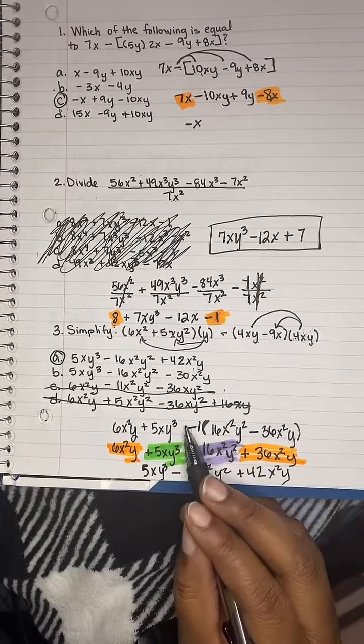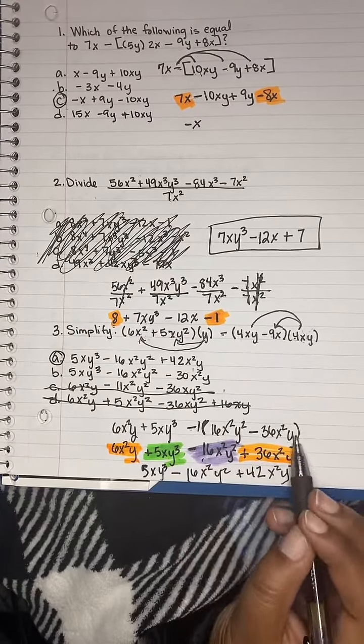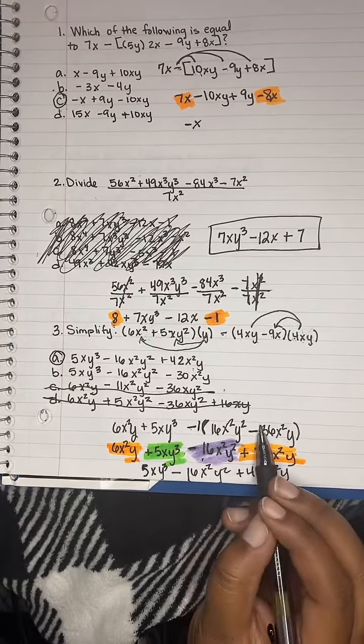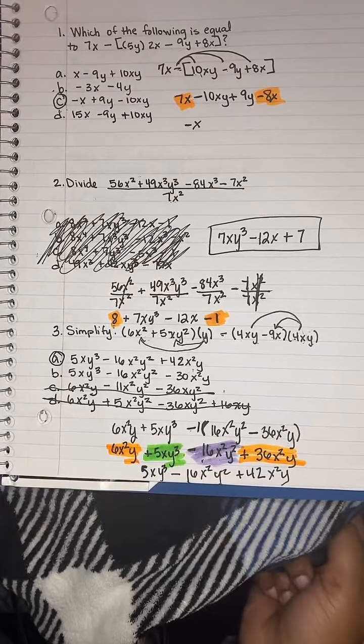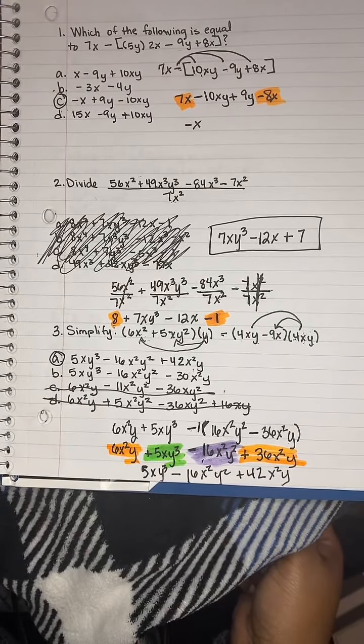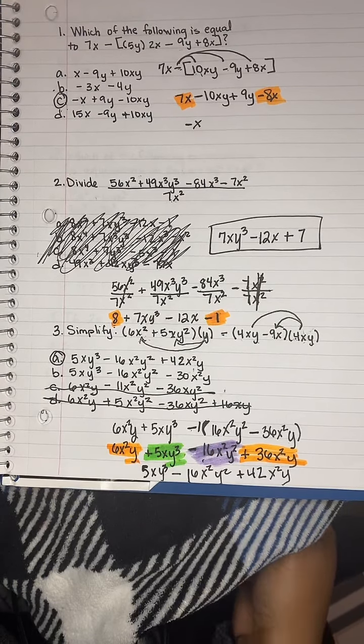Okay. And then I'm going to do y times this. Well, y times this term gets me the plus 5x. And then y to the second times y. How many y's do I have total? I have 2 here and 1 here. So it's y to the third.